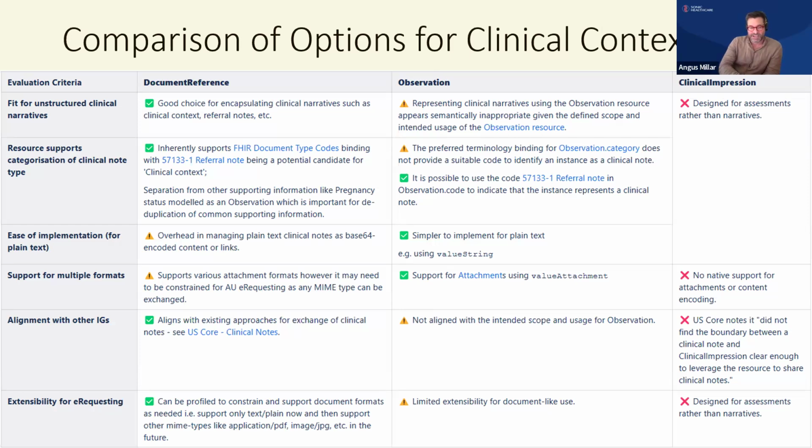It is possible to use the same code as we're using on the left, referral note, in the observation code to indicate that the instance represents a clinical note. So the category could, I'm not sure if category is optional, maybe that can be left out. So there's that comparison. Ease of implementation.